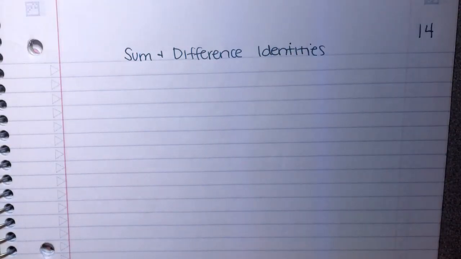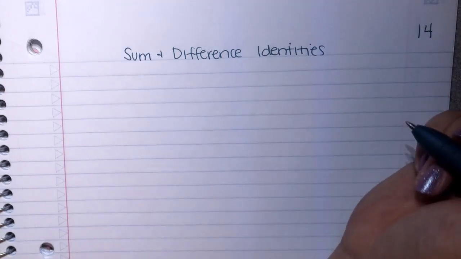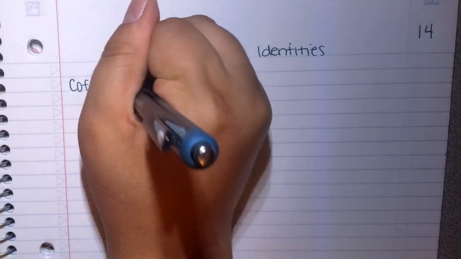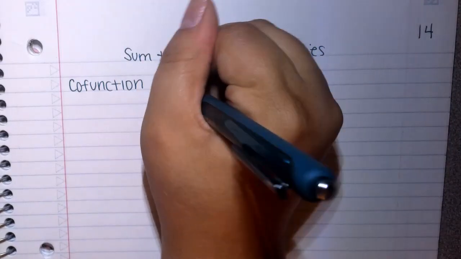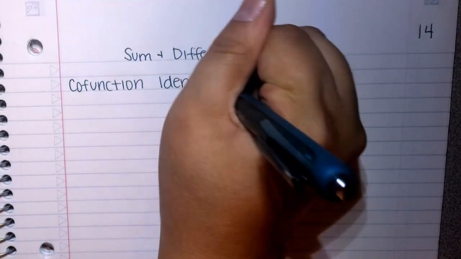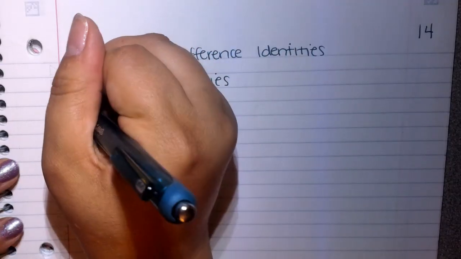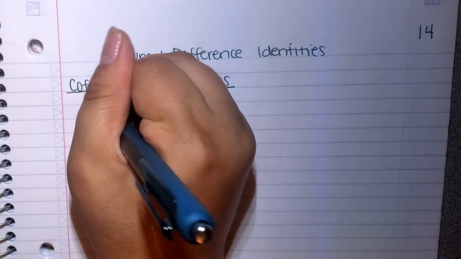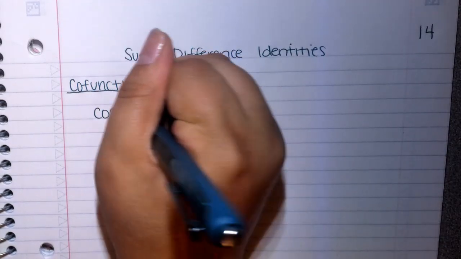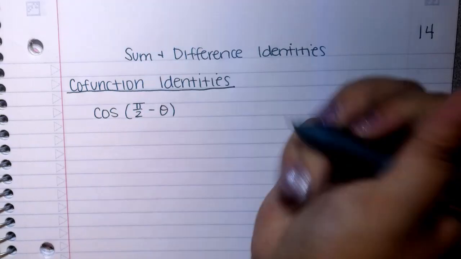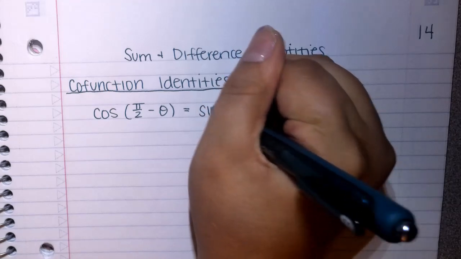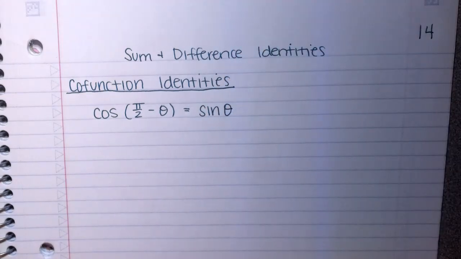All right. What is an identity to start off? Let's remind ourselves. What are identities? Identities are equations that are true for all values of theta. So the cofunction identities. The first one is the cosine of pi over 2 minus theta is equivalent to the sine of theta.